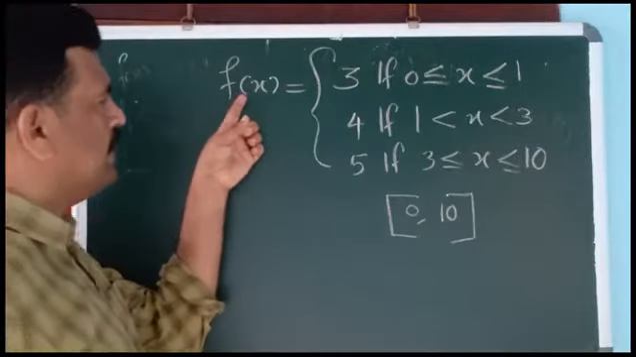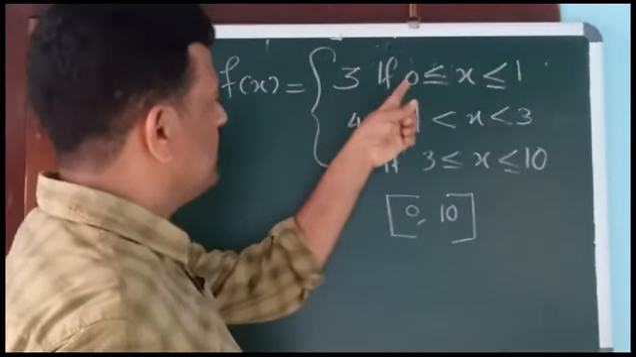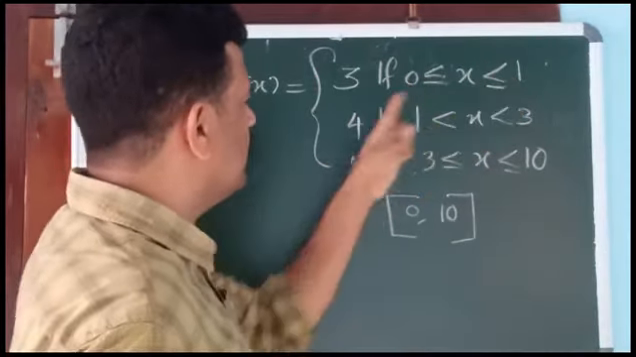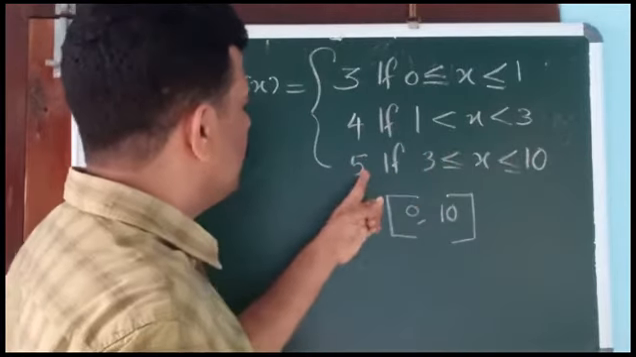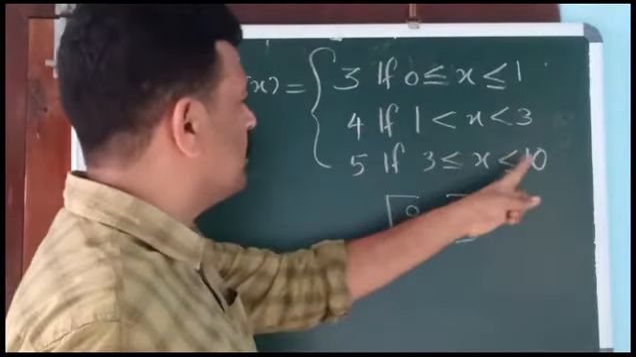Here we have a question: f of x equal to 3 if 0 less than or equal to x less than or equal to 1, 4 if 1 less than x less than 3, 5 if 3 less than or equal to x less than or equal to 10.